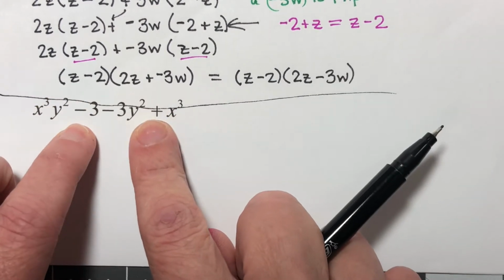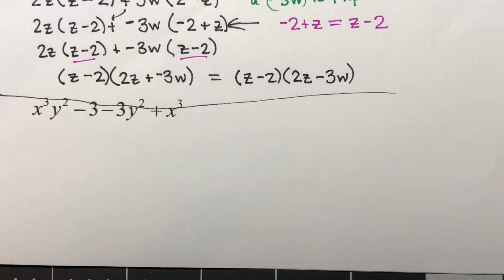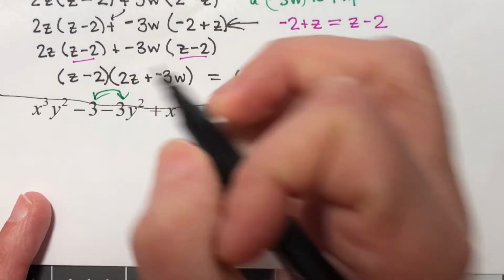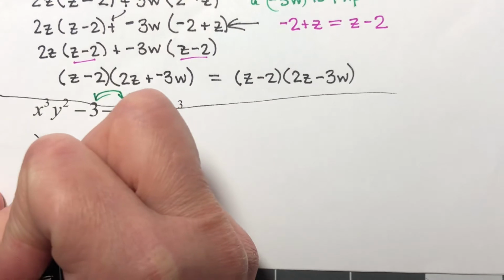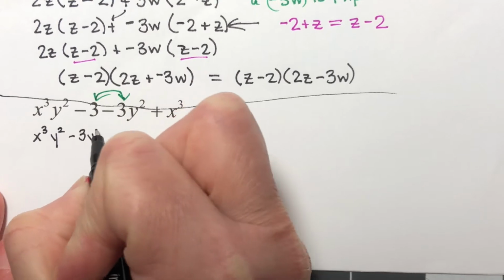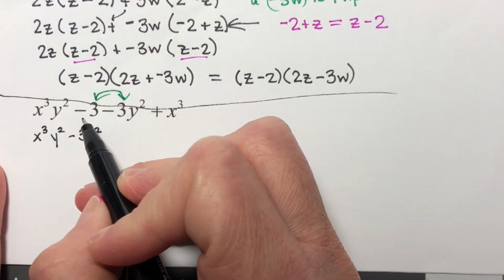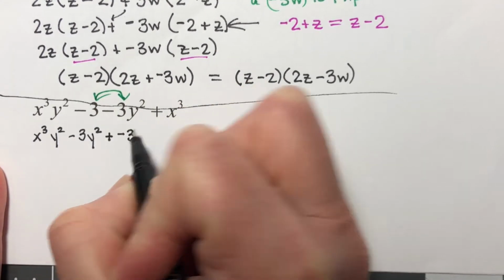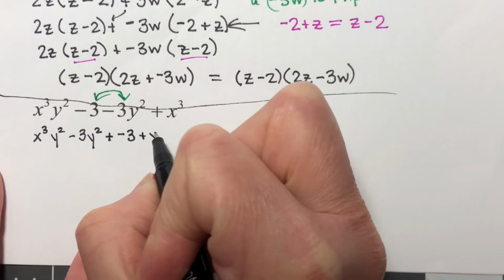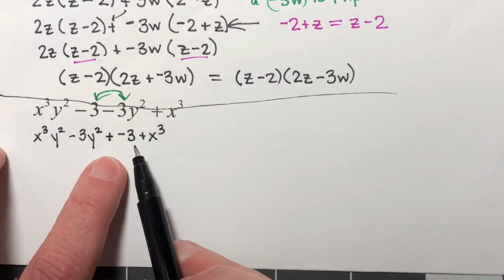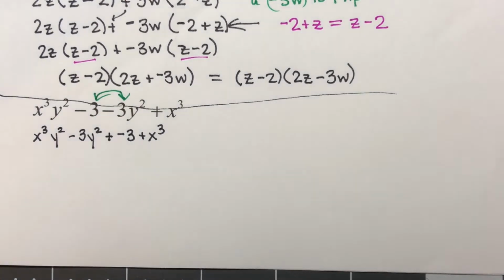These groups are not the same, so unless we reorder, if we reorder, this might work. If we reorder, it might not work. But what I'm going to do is switch these two terms. So I have x cubed y squared minus 3y squared. Now this is a minus 3, and I want a plus there, so I'm going to change this to plus negative 3 plus x cubed. What I've done is I've written this one here, and I wrote this one here, but as a plus negative 3 instead of a minus 3.